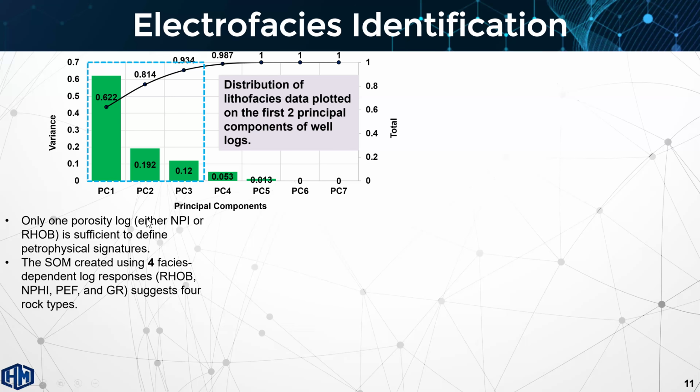So in this technique, we have principal component analysis. It seems the first three principal components have almost 90% of the data, which means you can use two or three principal components and ignore the other principal components, which means you will minimize the amount of data required without losing or missing significant petrophysical signatures.